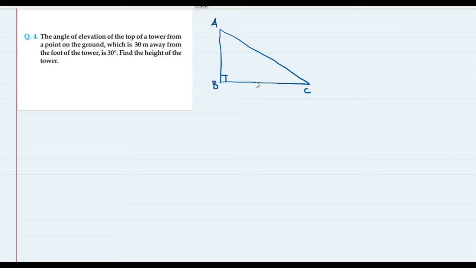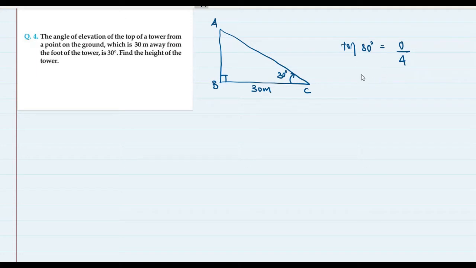The angle of elevation of the top of a tower from a point on the ground which is 30 meter away from the foot of the tower. So this is 30 meter, and this is the point we are talking about, and the angle of elevation from this point is 30 degree. Find the height of the tower. This is so simple. In this figure we have been given the adjacent and we have to find the opposite. So tan 30 is equal to opposite upon adjacent.